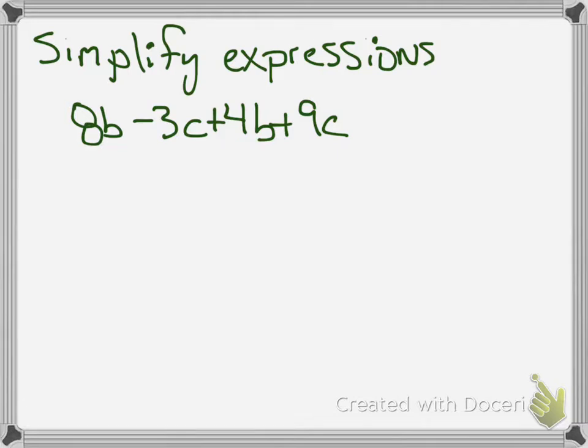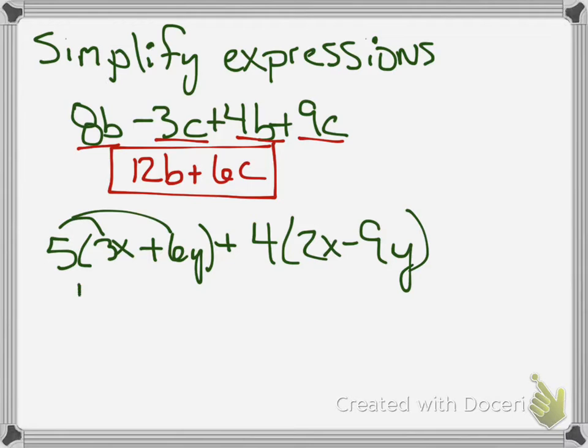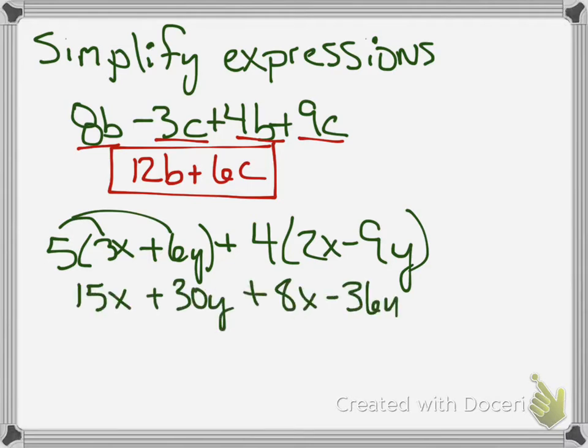Okay, so the final thing I want to cover, and I thought I had paused, but apparently I didn't, is just simplifying expressions. Y'all should know to combine like terms, use distributive properties, things like that. So like here, 8b plus 4b is 12b, negative 3c plus 9c is 6c. And you're not solving, you're just simplifying. So I'm going to do the same thing here. I'm going to distribute, and then I'm going to combine like terms. And that's pretty much it.